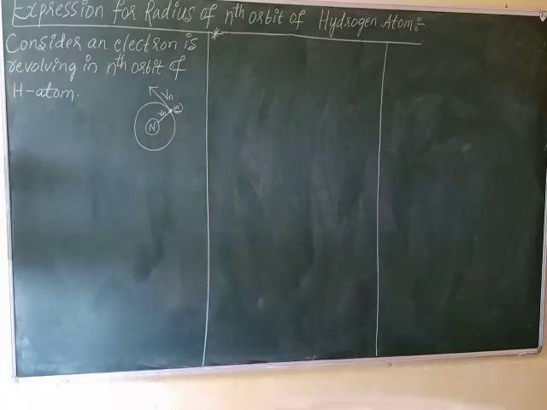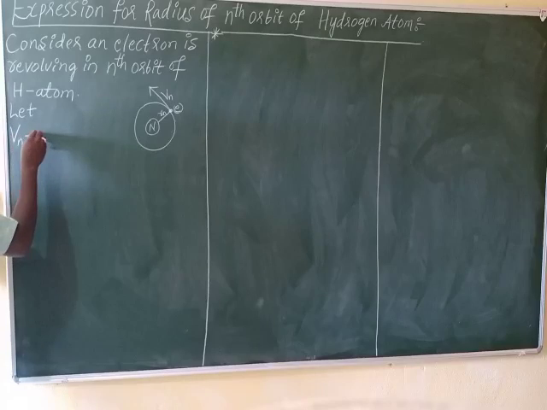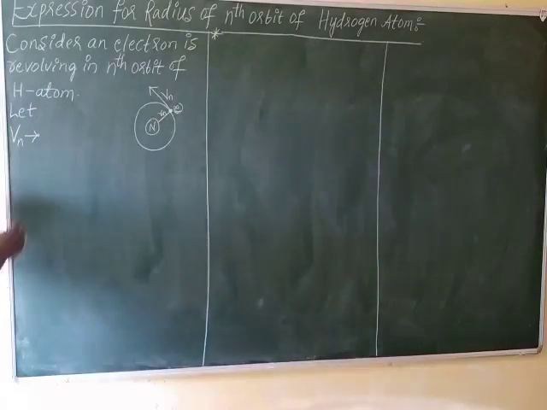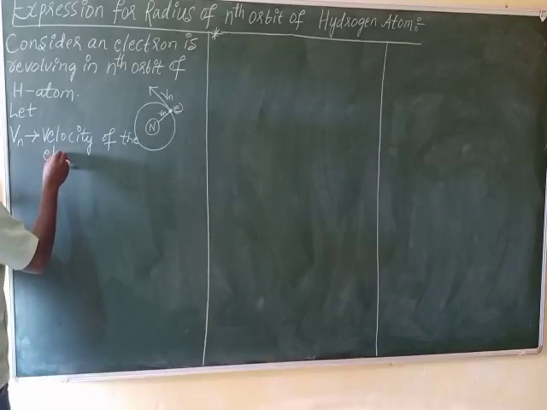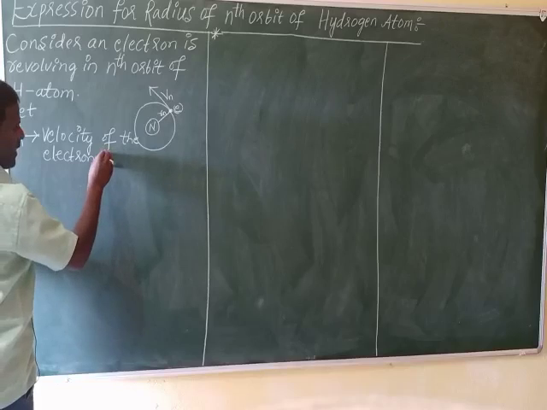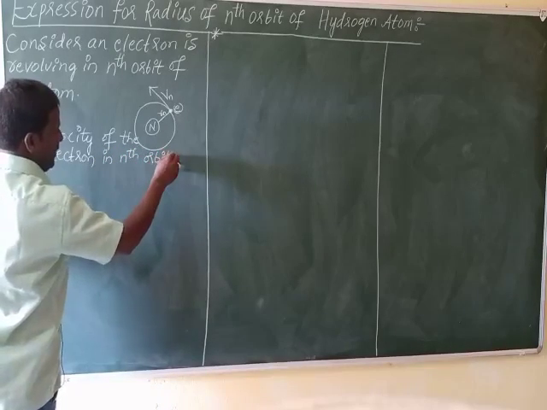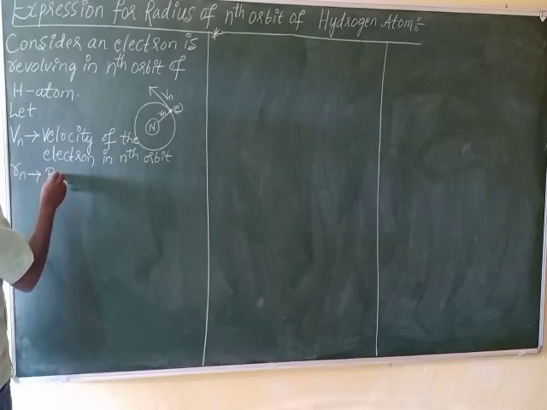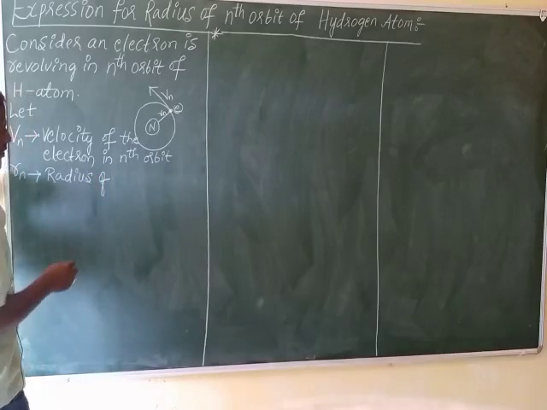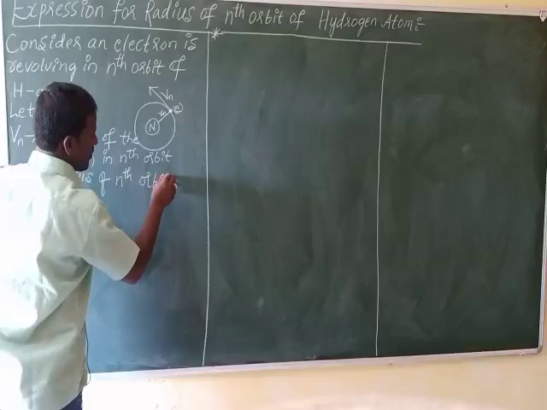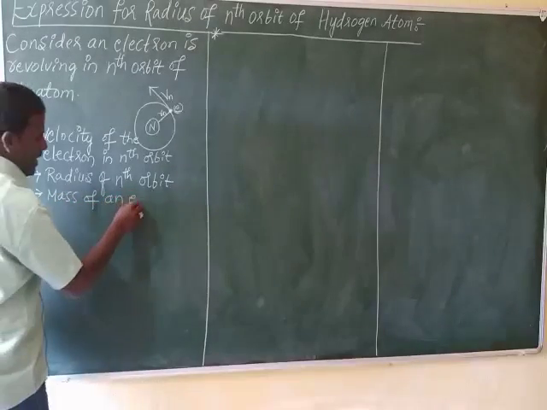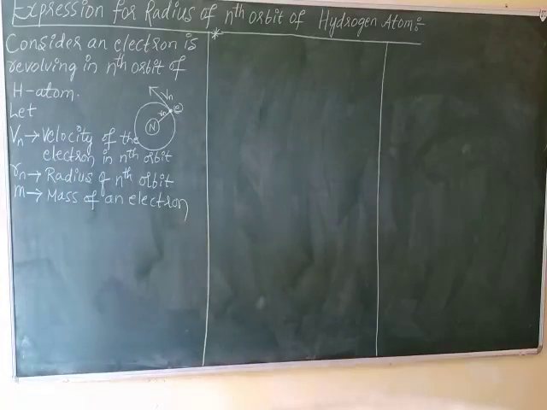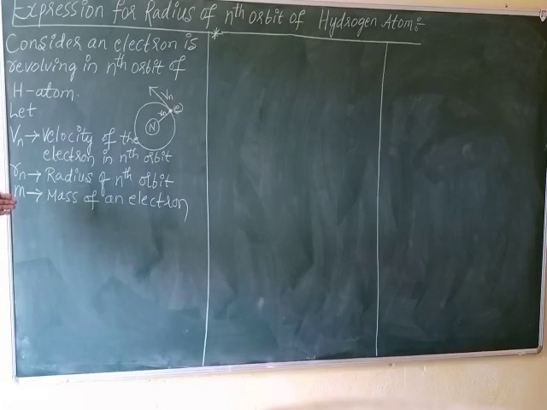Consider an electron revolving in the nth orbit of a hydrogen atom. Let Vn be the velocity of the electron in the nth orbit, Rn the radius of the nth orbit of the hydrogen atom, and m the mass of an electron.